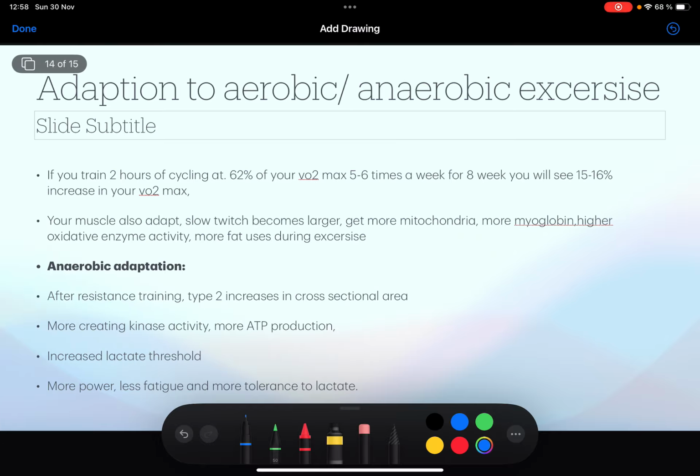Adaptation to aerobic and anaerobic exercises. If your muscle adapts to slow twitch, the muscle will become larger, you get more mitochondria, more myoglobin, higher oxidative enzyme activity, and more fat is used during exercise. If you adapt anaerobically, type 2 fibers will increase in cross-sectional area and creatine kinase will be more active, and this will lead to more ATP production. It will also lead to an increased lactate threshold, more power, less fatigue, and more tolerance to lactate.